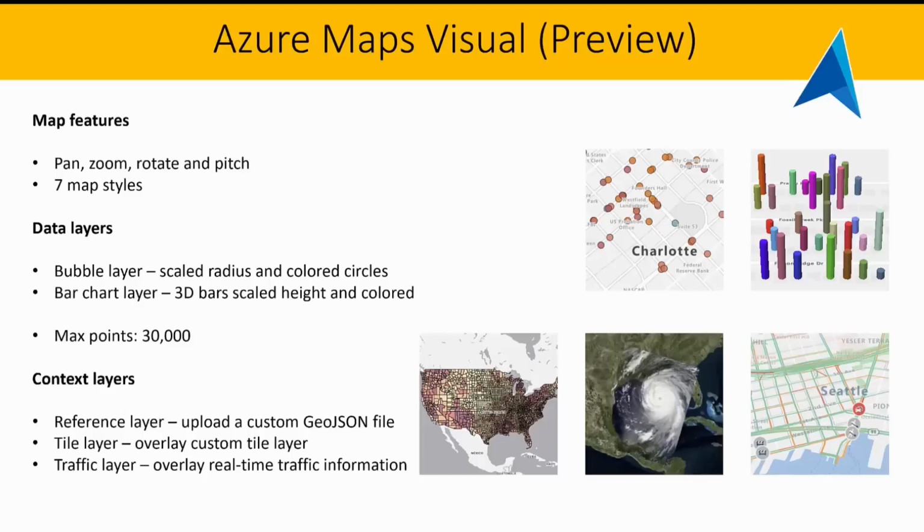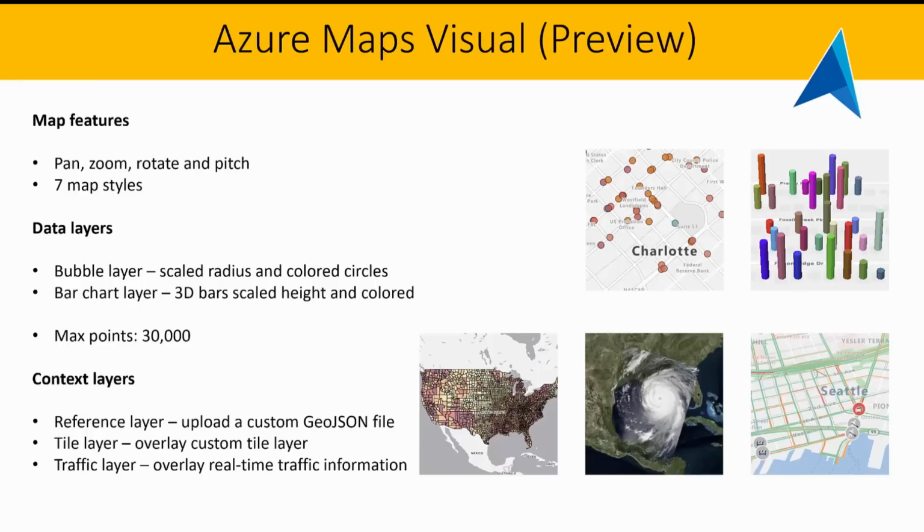Now let's take a look at the Azure Maps visual for Power BI. This visual is being released as an initial preview and provides a rich experience for visualizing data on an interactive map. You can pan, zoom, rotate, and even pitch the map to see your data from different angles, and there's multiple map styles you can use to change the look and feel. You can connect your data to one of two different types of layers. There's the bubble layer, which allows you to show your point data as scaled circles on a map. You can also use the bar chart layer to create 3D bar charts that are the scaled height. These layers allow a maximum of 30,000 points to be rendered.